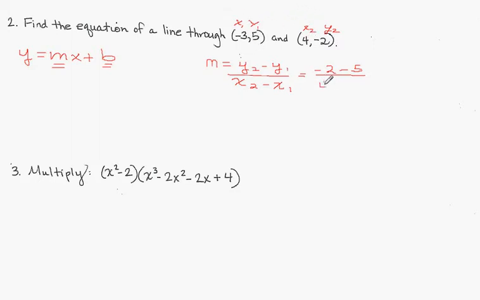So here's the tricky part. 4 minus, and notice it's a negative 3. 4 minus a negative 3. So in the numerator, you're going to get negative 7.